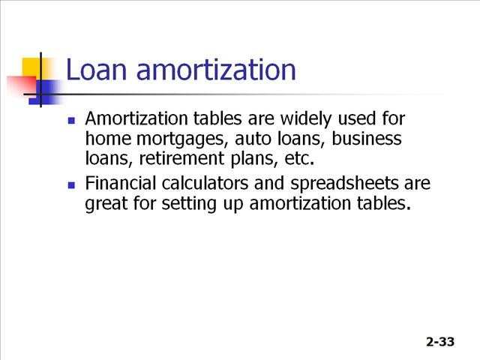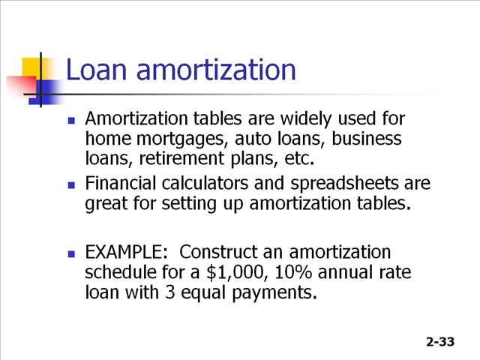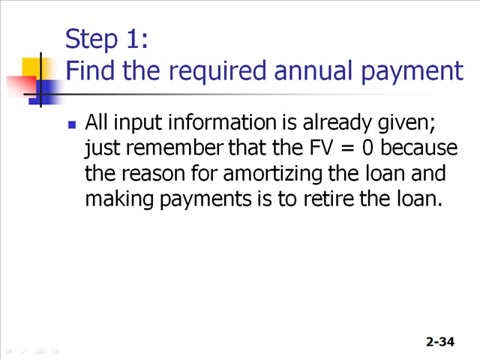Okay, financial calculators and spreadsheets are extremely helpful for figuring this stuff out. So we're going to look through a simple example. Let's suppose that you borrow $1,000 and the interest rate is 10% per year, and you're actually going to pay it off in 3 equal annual payments. How do you set this thing up? How do you figure out how much you got to pay each month and how much of it goes to interest and how much of it goes to principal? We are going to actually do that. We're going to construct a loan amortization schedule.